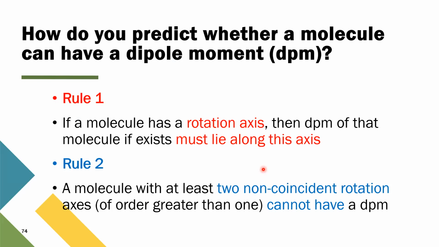Simple applications of symmetry of molecules in chemistry. So you predict whether a molecule can have a dipole moment or not based on these two rules. Rule 1: if a molecule has a rotation axis, then the dipole moment of that molecule, if there is a dipole moment, must lie along this axis, along the rotation axis. Okay?